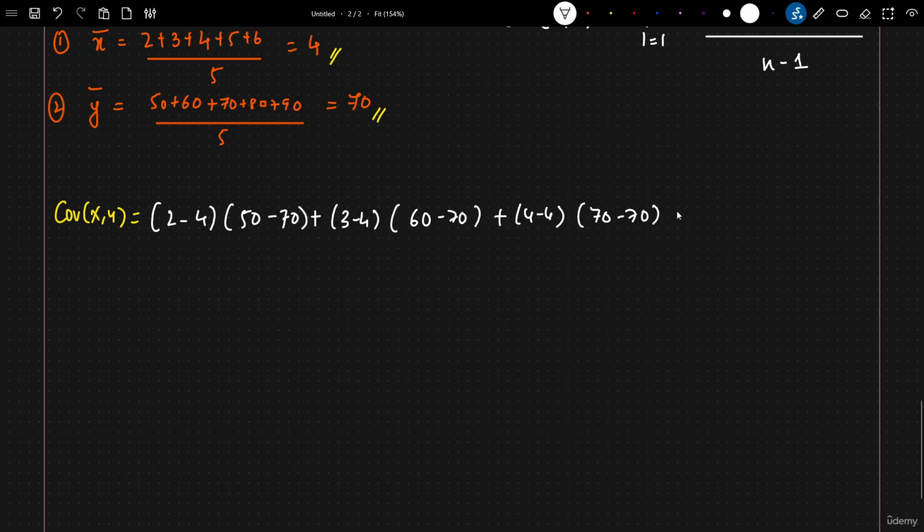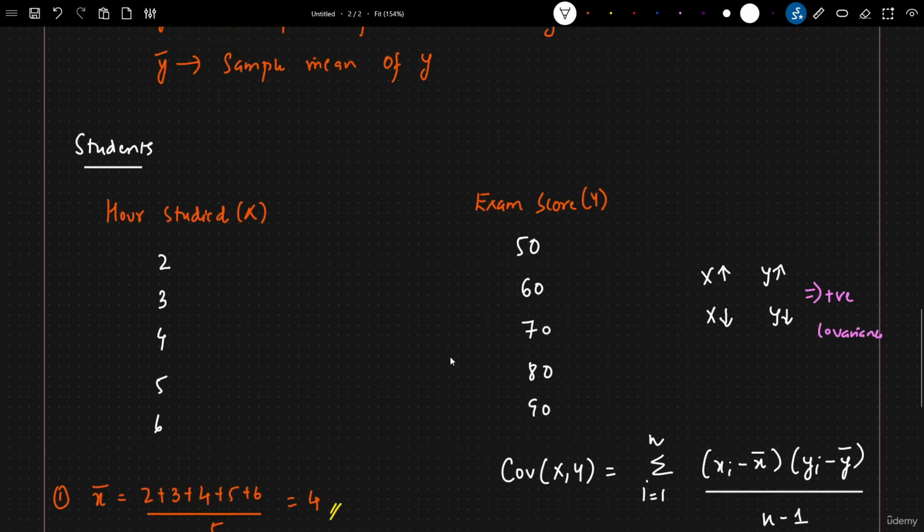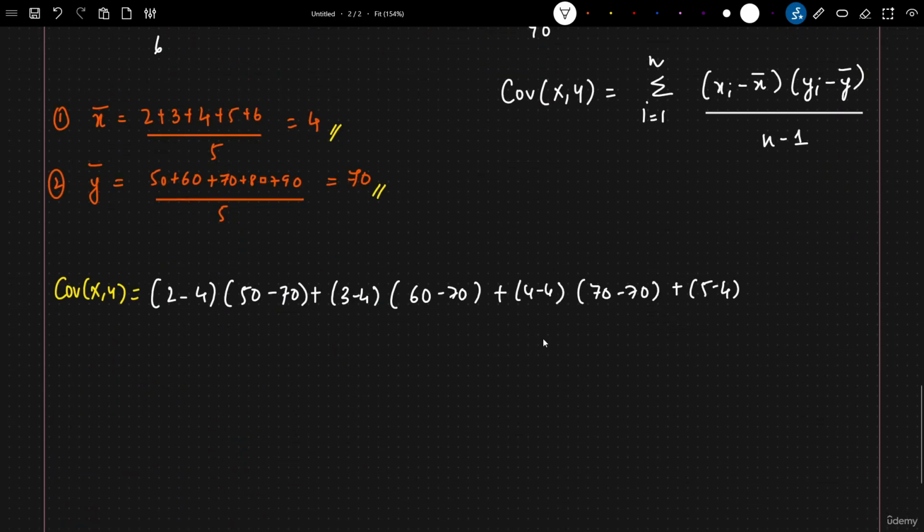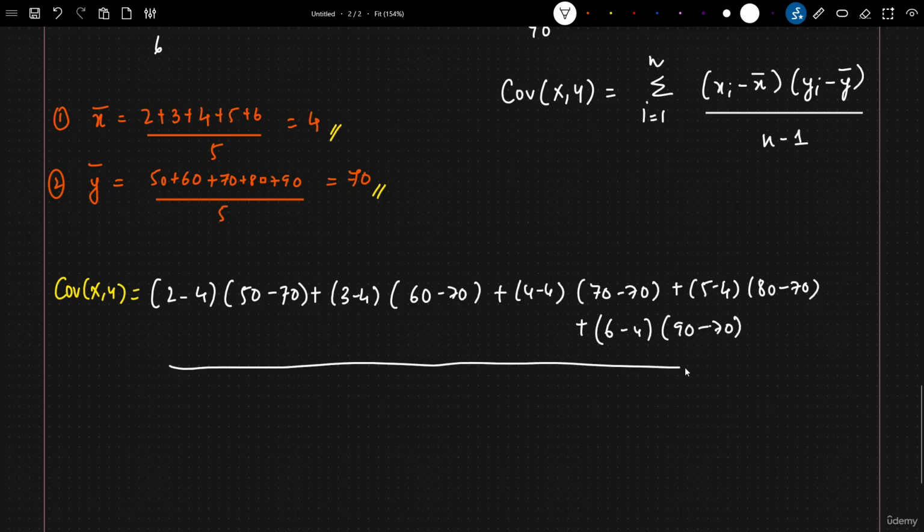You can go ahead and see to it. Then you have 5 minus 4, and your 80 is there, 80 minus 70. And finally, 6 minus 4 multiplied by 90 minus 70. Right? This is all divided by n minus 1.